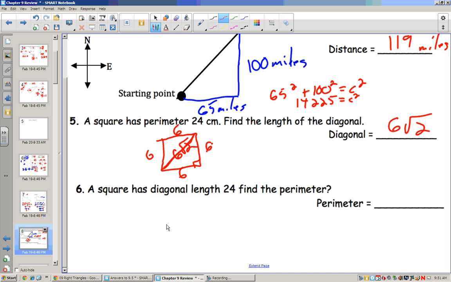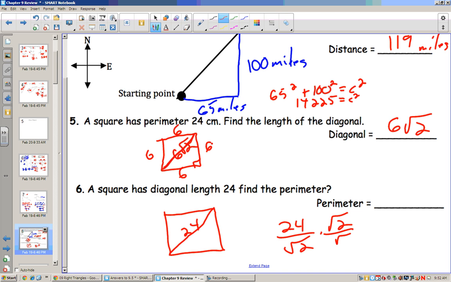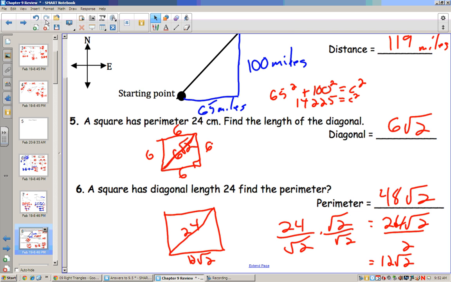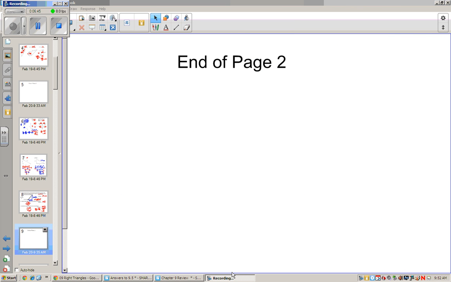Now if we go in the opposite direction, if I know the diagonal is 24, if this is 24, I divide by the square root of 2 to get this side. So 24 divided by the square root of 2 is going to be 24 root 2 over 2, which would be 12 times the square root of 2. So that's going to be one side. And if each side is 12 times the square root of 2, I just have to multiply that by 4. So 48 root 2 is my answer. And that's the end of page 2.